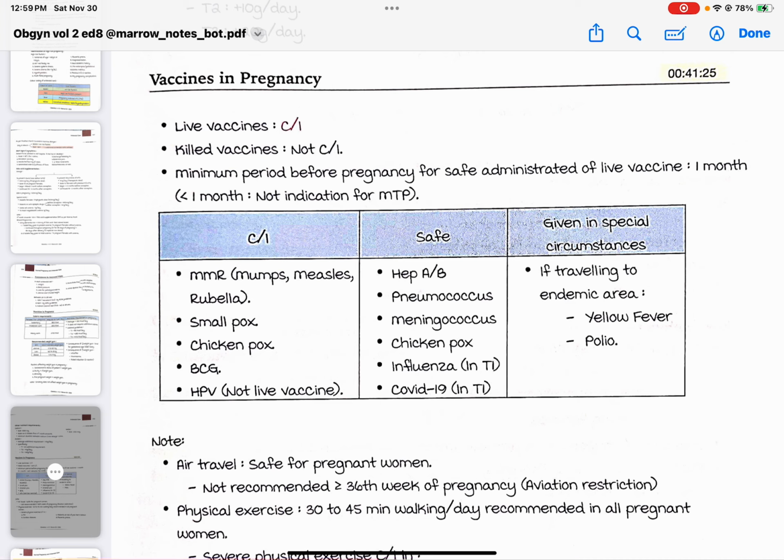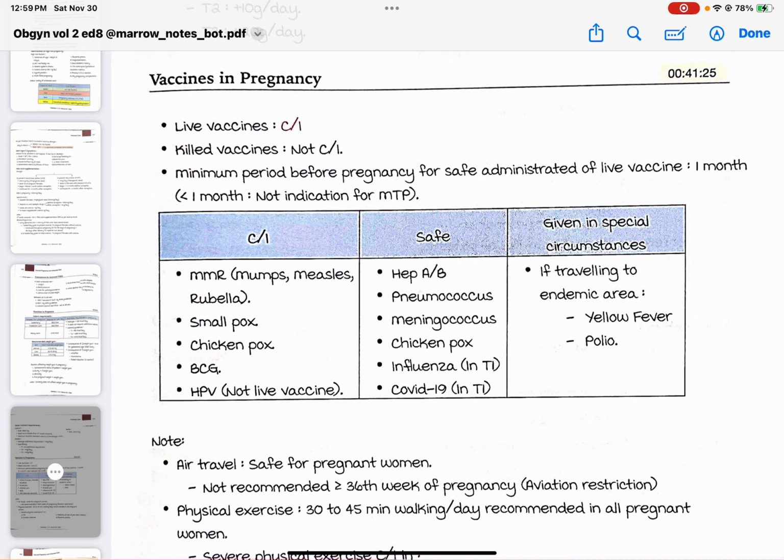Contraindications in pregnancy vaccine: MMR, which is given while they are trying to conceive; smallpox, chickenpox, BCG, HPV. HPV is not a live vaccine, still contraindicated. So this is very important. Vaccines not to be given while pregnant: MMR, smallpox, chickenpox, BCG, HPV.